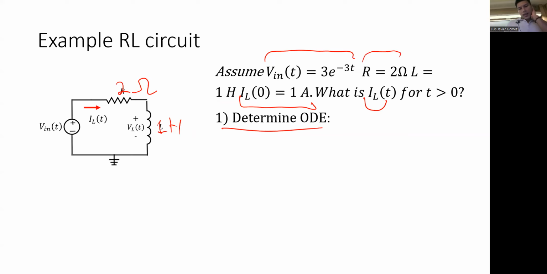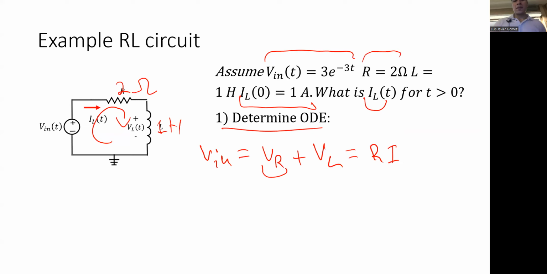So how would I do this? Does anyone have a way to get me started? Yeah. Sure, yeah, we can apply KVL. So basically the voltage around the loop has to be zero. So we have that Vin equals VR plus VL. And then we know that VR is equal to R times I. And we also know that the current going through the resistor is the same as the current going through the inductor. So that's just equal to IL. And then we have plus VL, which, what's another way to write VL in terms of I?